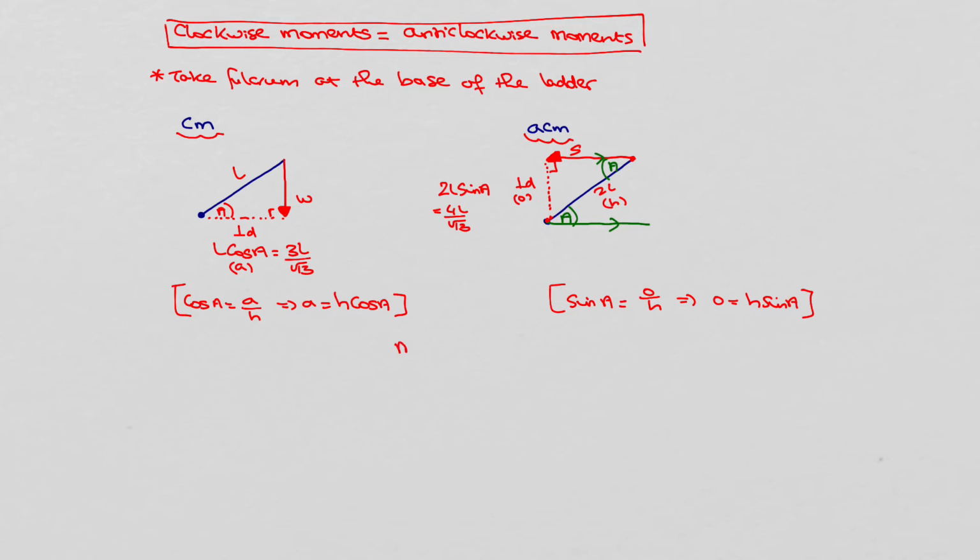So now we know our perpendicular distances for our clockwise and our anti-clockwise moments. We have to remember that a moment is its force multiplied by its perpendicular distance. So our clockwise moment is the force, which is W, times the perpendicular distance, which is 3L over root 13, and that must equal the force, which is S, times the perpendicular distance to the fulcrum, which is 4L over root 13.